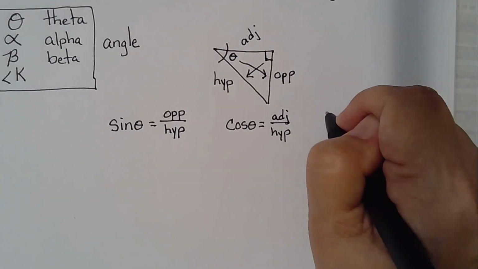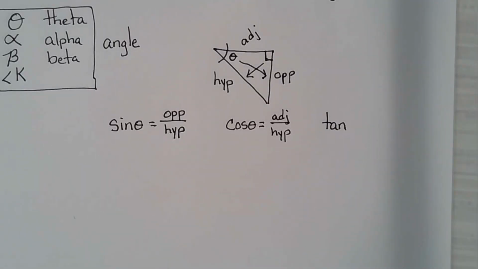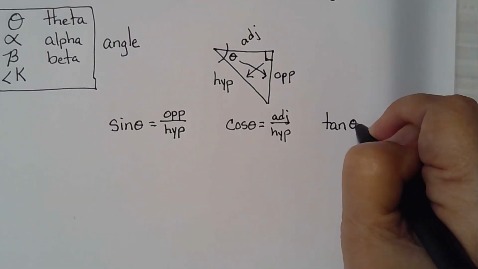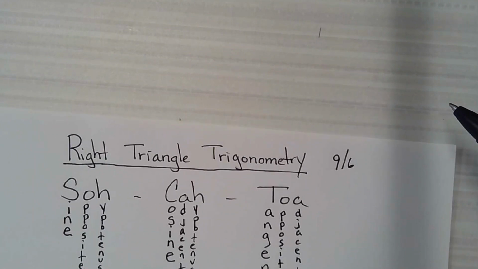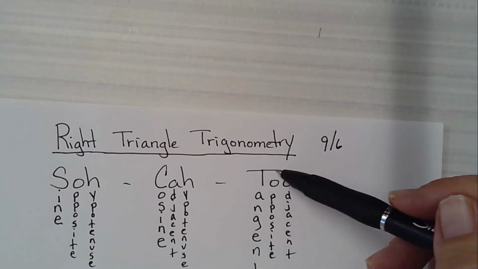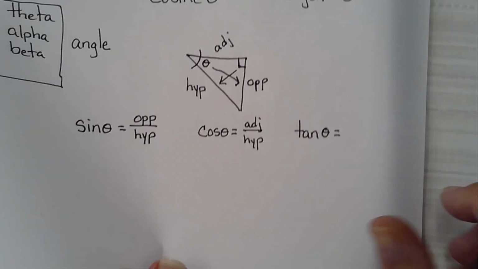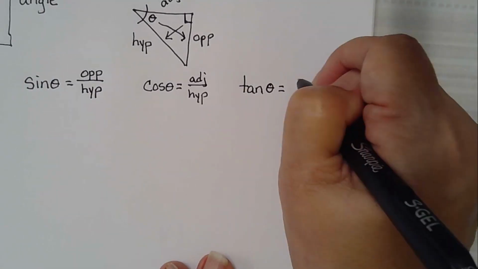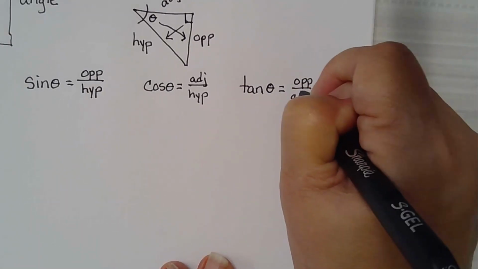And then our third one, tangent, we abbreviate TAN. Tangent of theta equals, and again, if you go up to SOHCAHTOA, it'll tell you tangent goes opposite over adjacent. So you have opposite over adjacent, like so.